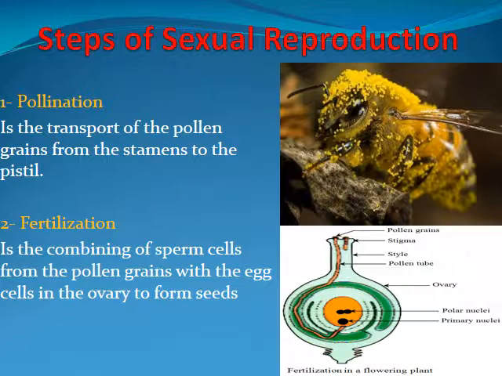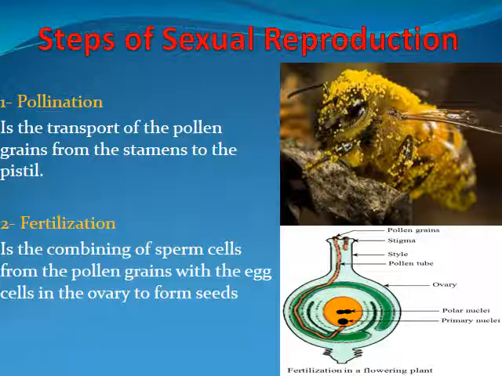What are the different steps of sexual reproduction? Ahmad, how many steps are there? Three steps. Can you list them, please? Pollination, fertilization, fructification. Excellent.